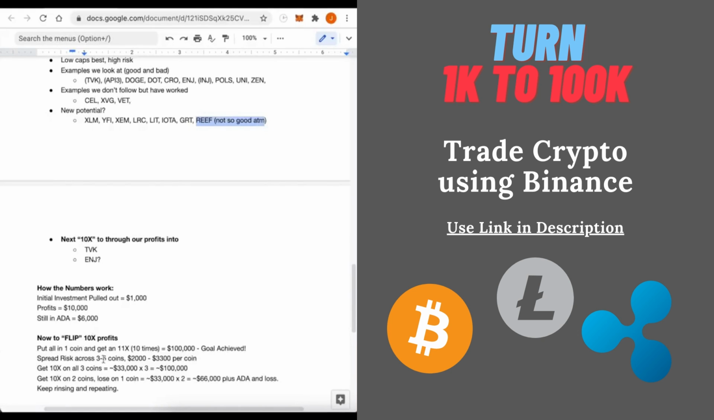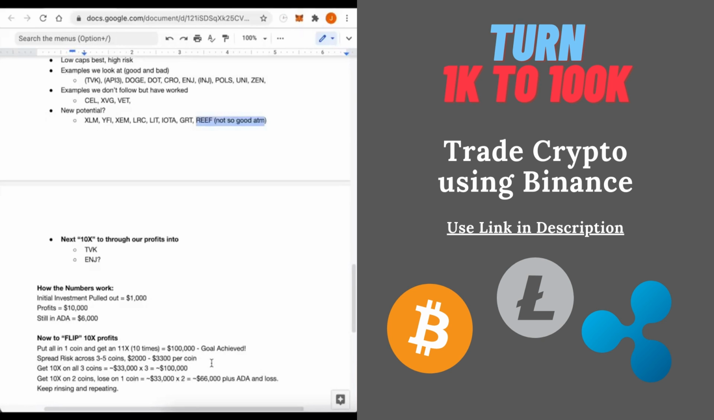Now we've got the profits to play with. So this is the part where it could go to zero. So all that 10,000 could go to zero, but at the end of the day, we've still got a lot of profits from that 1,000. Now to flip the 10x, what do we do? Put it all in one coin and get an 11x, which is the 10 times, to get us to 100,000. Goal achieved. Or do we spread the risk across 3 to 5 coins, put around 2 to 3.5-ish grand per coin, get 10x on all 3 coins, 33k times 3, about 100 grand.